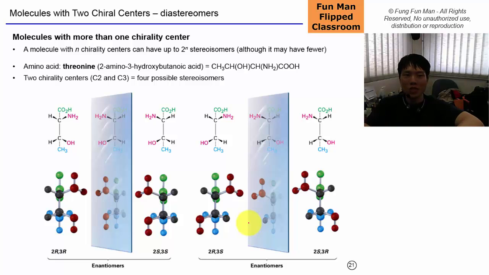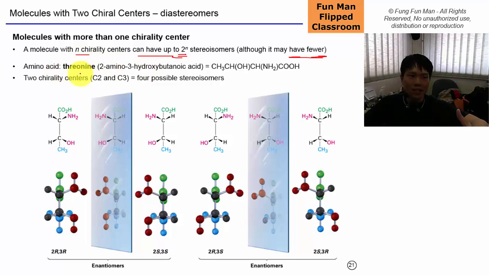Now what about molecules that have more than 1 chiral center? Because we know that compounds are big. They contain so many carbons, and it is not uncommon to have more than 1 chiral center. So for the number of enantiomers it has, there is a formula. It can have up to 2 power n. Take note, it can have up to 2. It doesn't mean that it must have 2 power n. Okay?